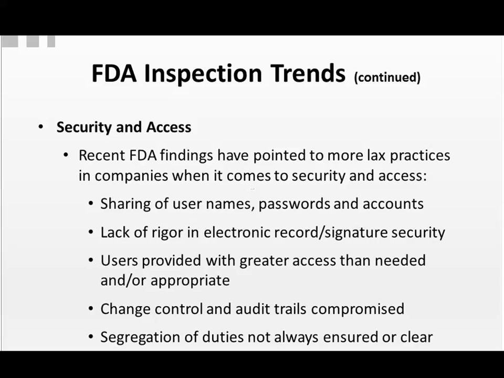Change control and audit trails are another area that can be easily compromised. They may not exist. They may not have processes or procedures in place to allow for good change control management. Or they may not have audit trails in their systems. Or they could have audit trails that could easily be deleted or turned off. Segregation of duties is also something that is not always clear. I've heard many people from organizations complain that they don't have enough people to have proper segregation of duty, but that's not an excuse for it.